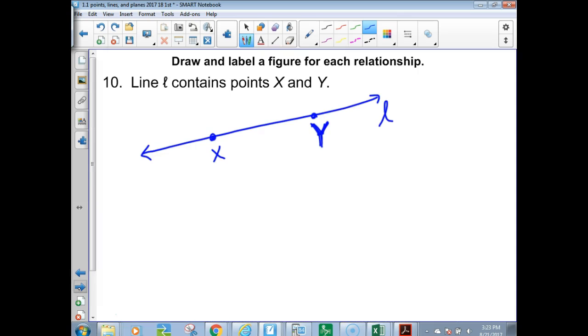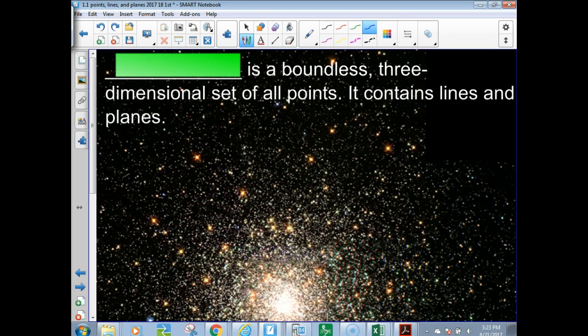Anybody still need that? Okay, I'd like to get to a little bit of this. Today, where is the sun? These are all suns, right? They're just far away, so we call them stars. Stars are suns. Our sun is a star, I guess is the way I should have said that. We have our special name because we call our star a sun. Where are these? So blank is a boundless three-dimensional set of all points.